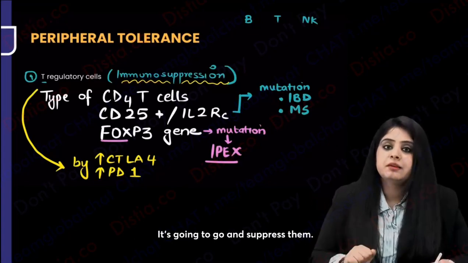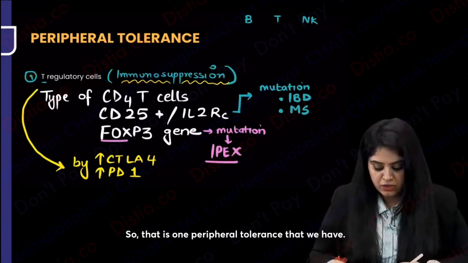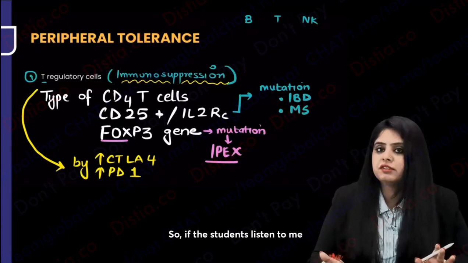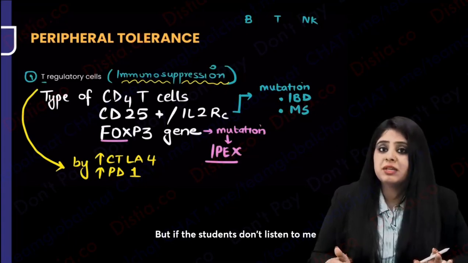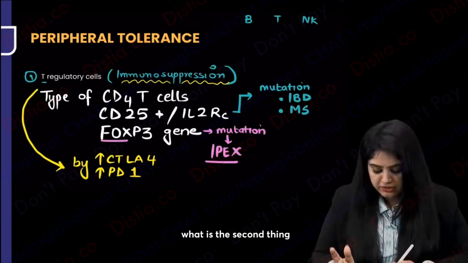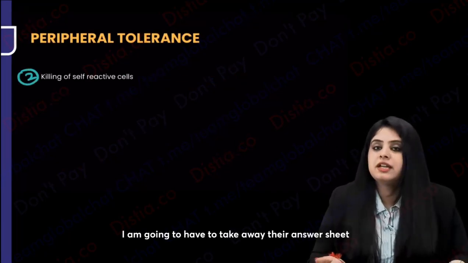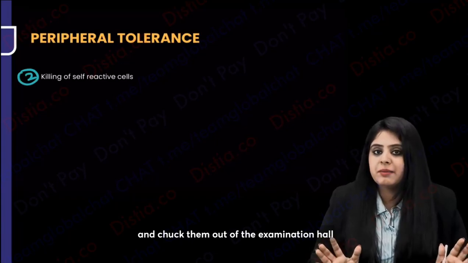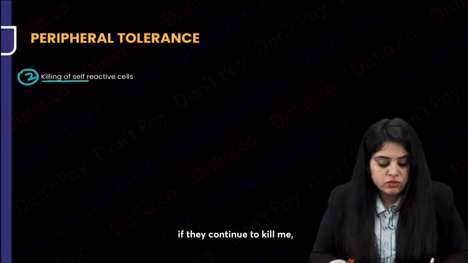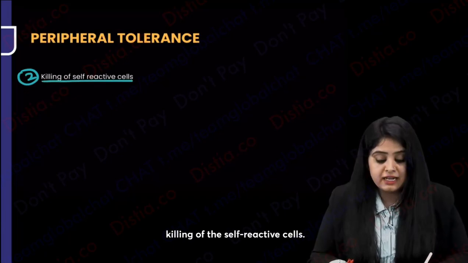It's going to go and suppress them. So that is one peripheral tolerance that we have. So if the students listen to me and they stop cheating, very good. But if the students don't listen to me and they continue to cheat, what is the second thing that I'm going to do? I am going to have to take away their answer sheet and chuck them out of the examination hall. If they continue to cheat, it is killing of the self-reactive cells.